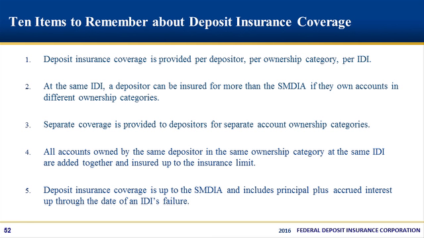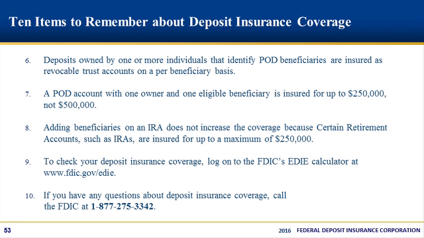Number 5. Deposit insurance coverage is up to the SMDIA and includes principal and accrued interest up through the date of the bank's failure. Remember, to be fully insured, the principal and accrued interest combined must not exceed the SMDIA. Number 6. Deposits owned by one or more individuals that identify payable on death beneficiaries are insured as revocable trust accounts on a per beneficiary basis.